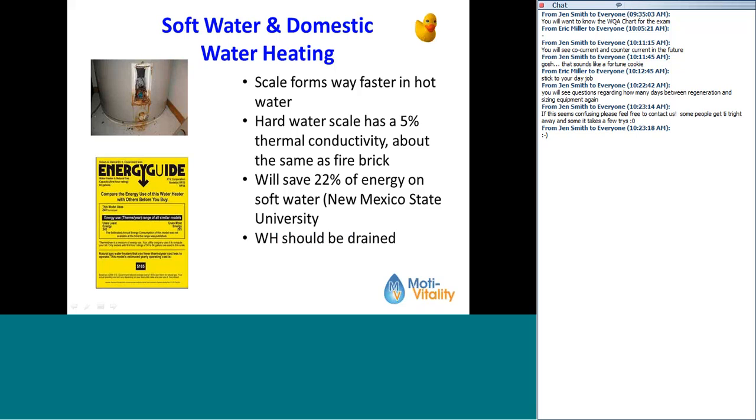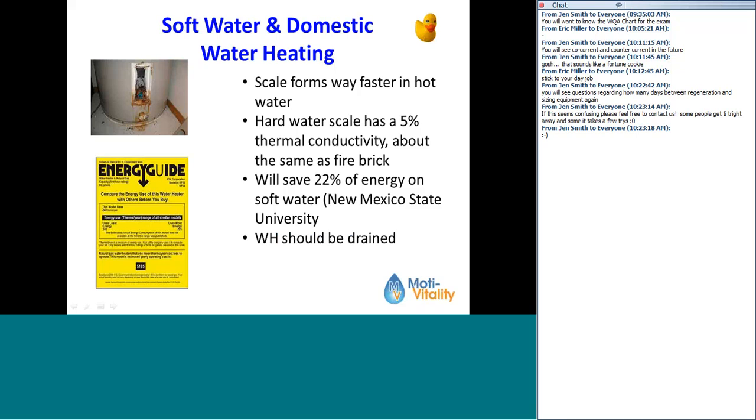You just hook a hose up down to the water bit that comes out of the side of the water heater and drain it out. Otherwise, what's going to happen is it's going to take them 3 or 4 days before they get the benefits of soft water, because it's a storage tank, essentially.